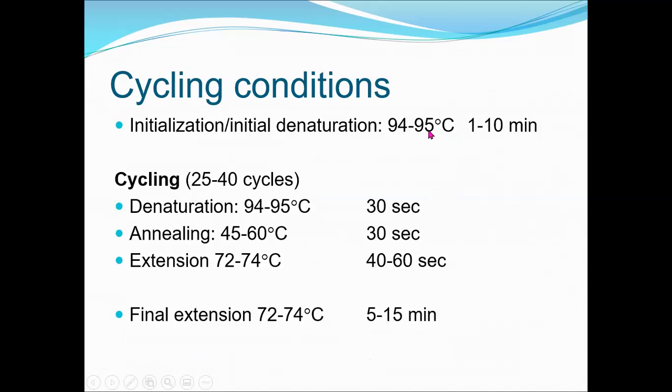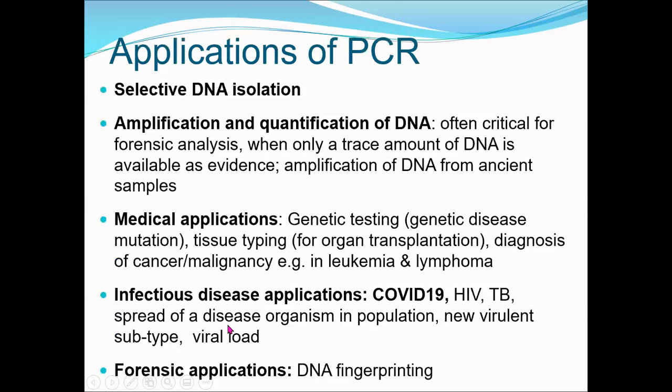So you have 94 to 95 degrees denaturation for 1 to 10 minutes. Then you can have 25 to 40 cycles. A greater number of cycles is required for a low copy number of the template DNA. If you have sufficient copy number of the template DNA, then you can see a visible amplification in just 30 cycles. So denaturation, annealing, extension, and then the final extension.